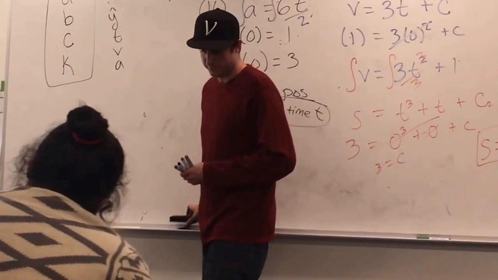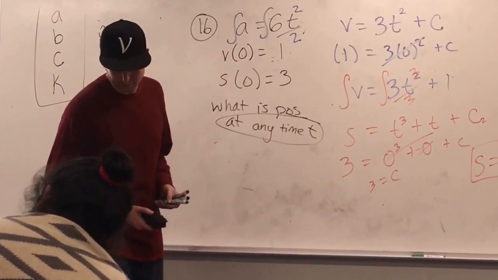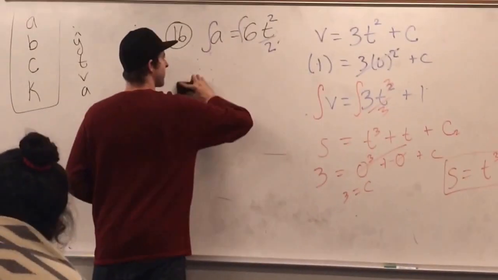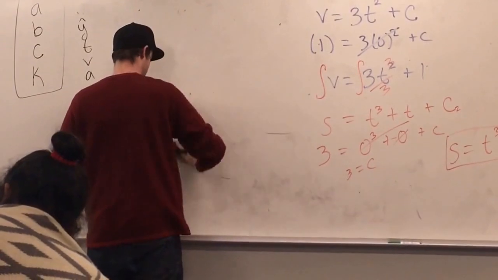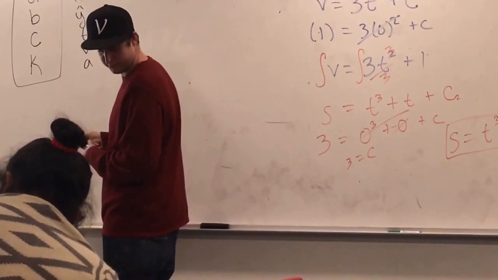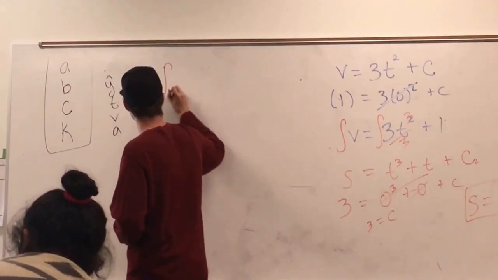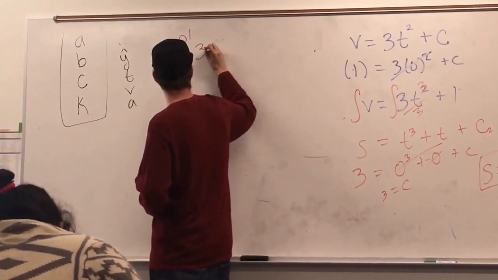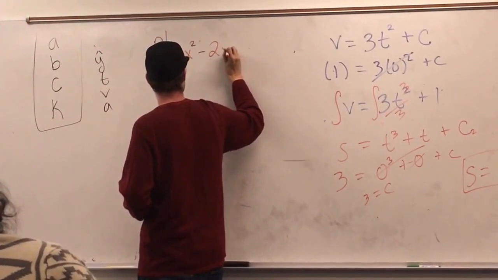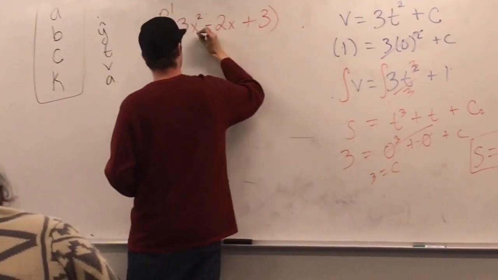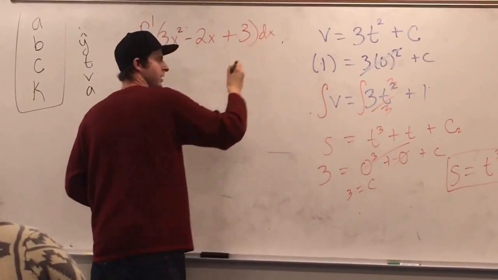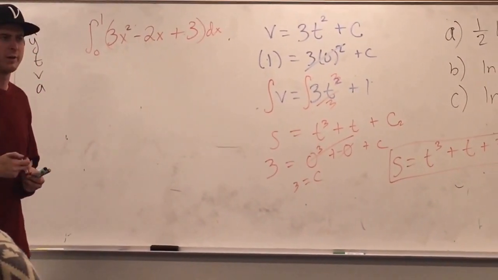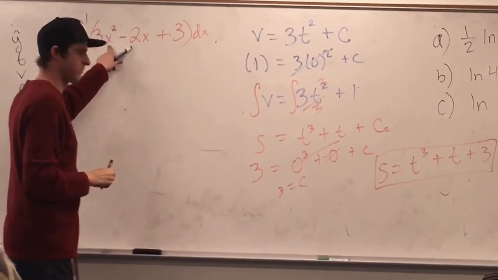Okay. The next question was the integral from 0 to 1. Number 17 I thought was the easiest question on the whole test. It's the integral from 0 to 1 of 3x squared minus 2x plus 3. Now, if you didn't get this right because you were scared of the fractions, just put your answer into a decimal. What's the integral of 3x squared?